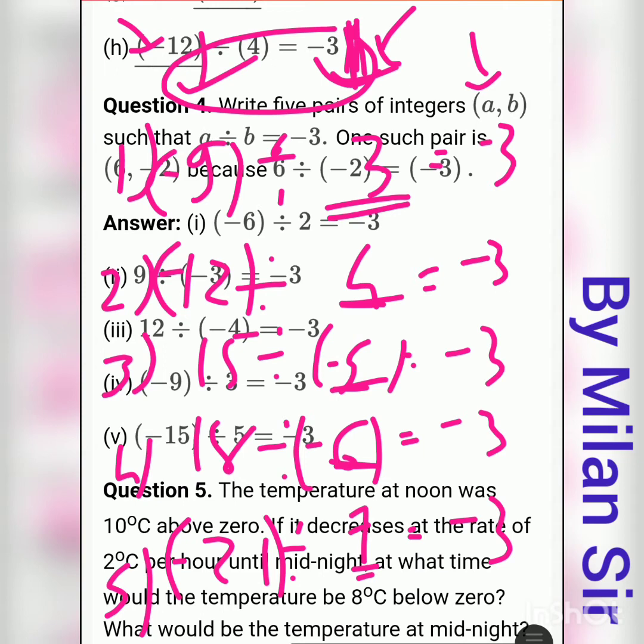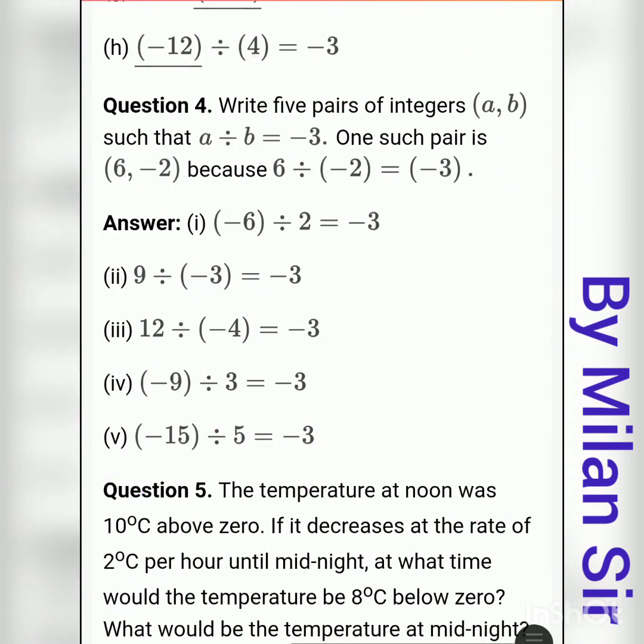Whenever you want to give the negative sign you can give, but in only one number. So if you think about the first question, 9 divided by 3 is 3, plus minus minus. The second question, 12 divided by 4 is 3, plus minus minus. Third question, 15 divided by 5, answer is 3, plus minus minus. 18 divided by 6, answer is 3, plus minus minus, and 21 divided by 7, answer is 3, plus minus minus.